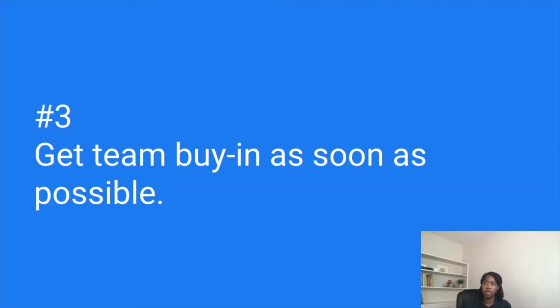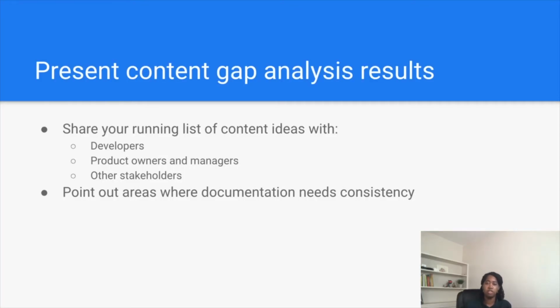One thing you can do to help get that buy-in from your team is to present the results of your content gap analysis with your team members. So you can share that list of ideas with the developers that you work with, product owners and managers, other stakeholders, of course, other technical writers, and other technical editors if you have some at your organization. So point out the areas where you found your documentation to be a bit inconsistent and why that needs to be included in your style guide.